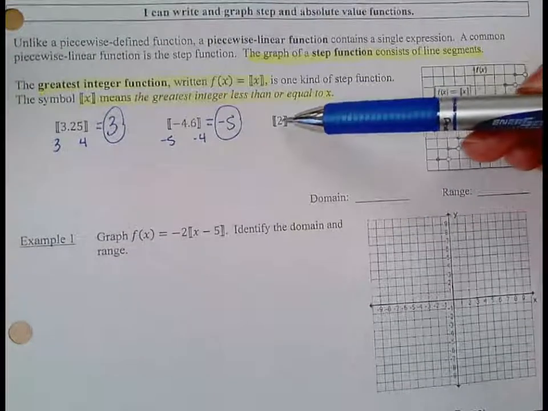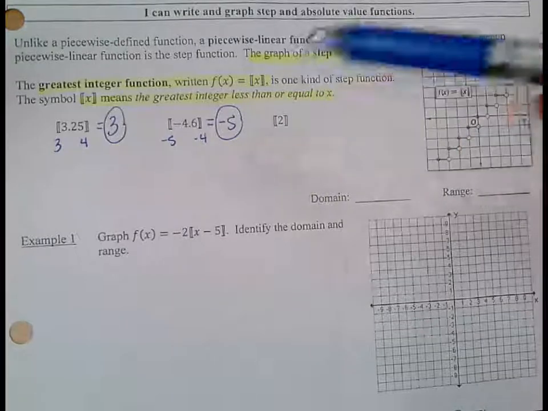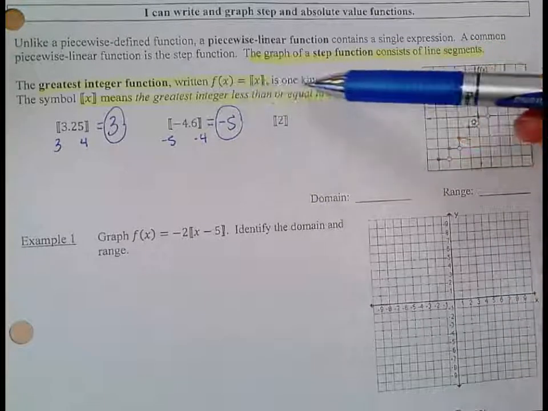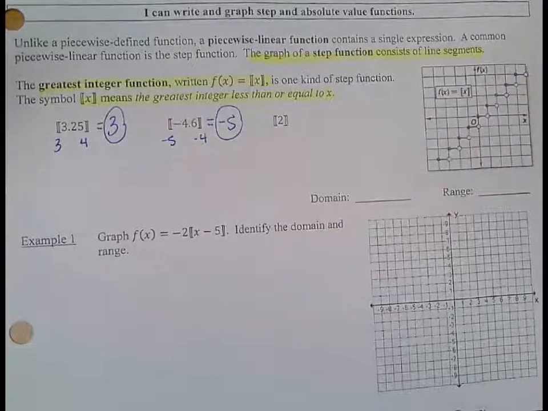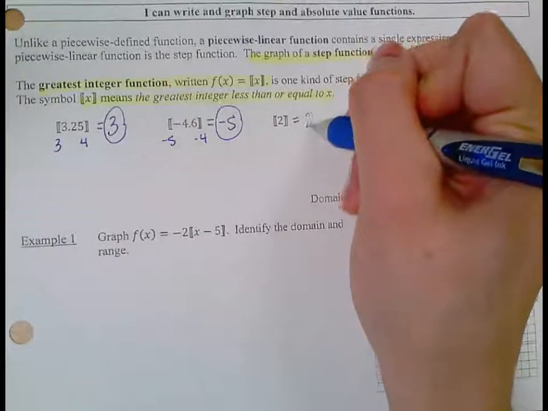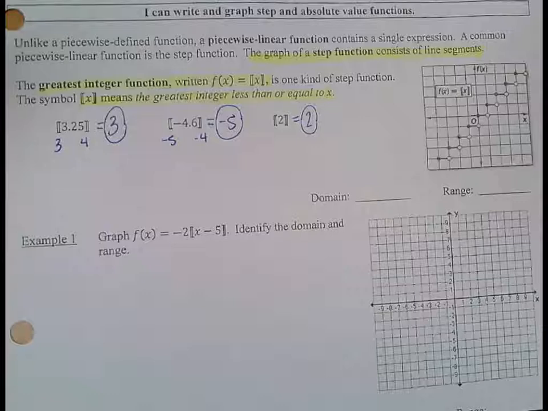And then for the next one, it does say the greatest integer less than or equal to the number inside. So if the number inside is an integer, it's just equal to itself. So the last one would just be equal to 2.